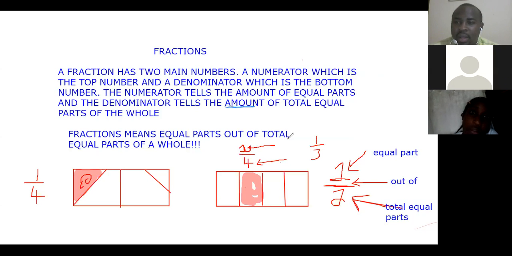Yes, okay, Zaria. Read this one for me. 1 equal part out of 3 total equal parts, of a whole. All right. So what it means to you, Zaria, is that whenever you see a fraction, it always means that you have some amount of equal parts out of some amount of total equal parts that you divided your whole into. You following, Zaria?